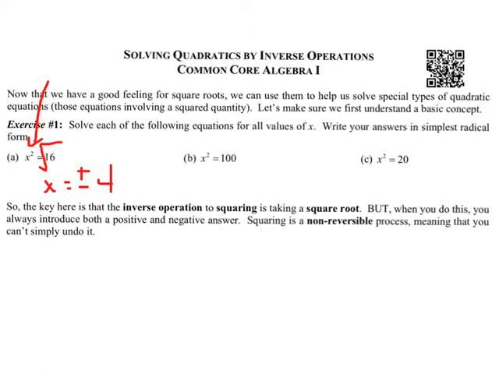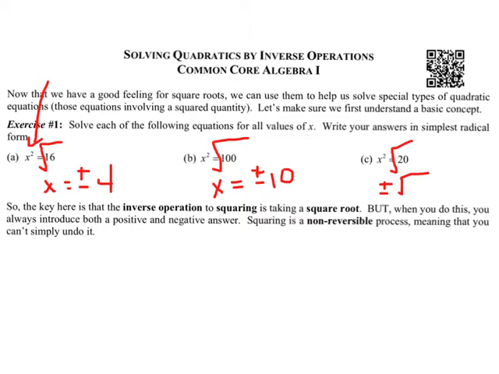Pause for a moment, take a look at B and C and try that on your own. Okay, hopefully you did it. You took the square root of 100, so x turns out to be not only 10, but negative 10, so plus or minus 10. And if you took a look at 20 here, that's a little bit tougher. When I do that, yes, I get plus or minus the square root of 20.